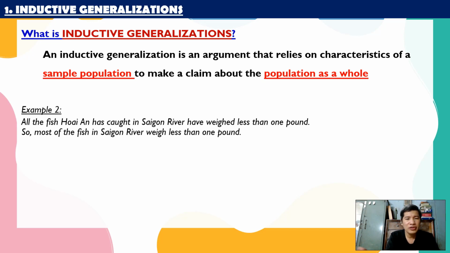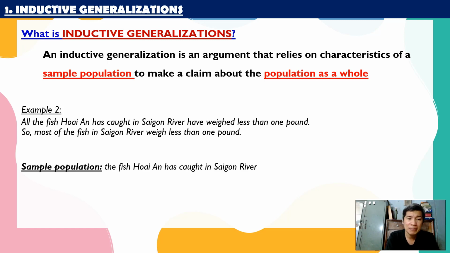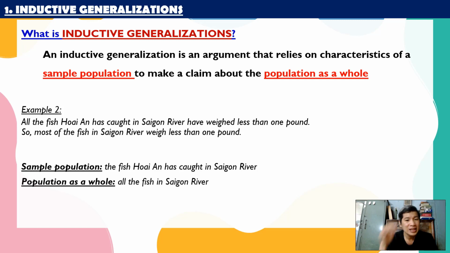On the fish Hoi-An has caught in Saigon River, they have weighed less than 1 pound. So most of the fish in Saigon River weigh less than 1 pound. Then the same population, the fish Hoi-An has caught in Saigon River. You can see, from that sample, we draw the conclusion on most of the fish in Saigon River.